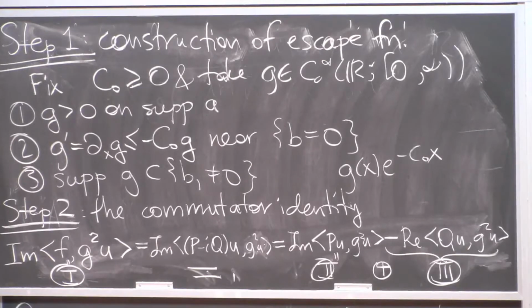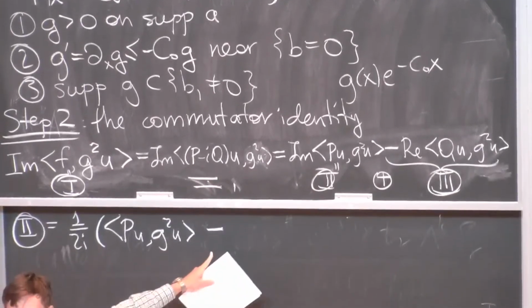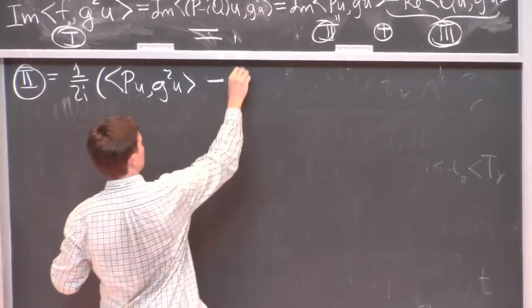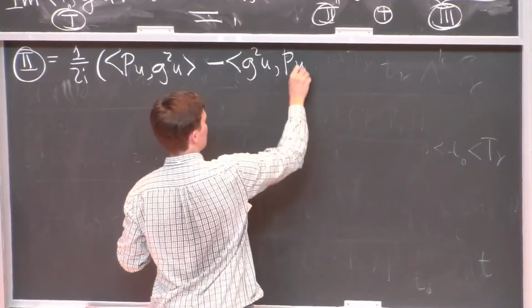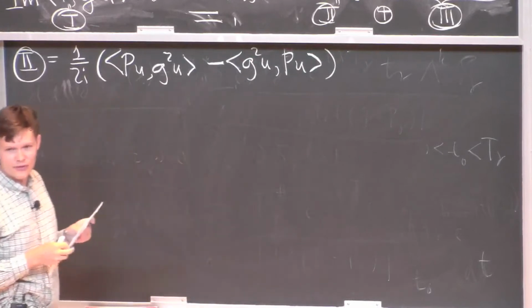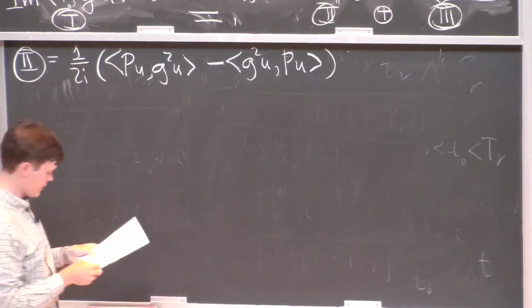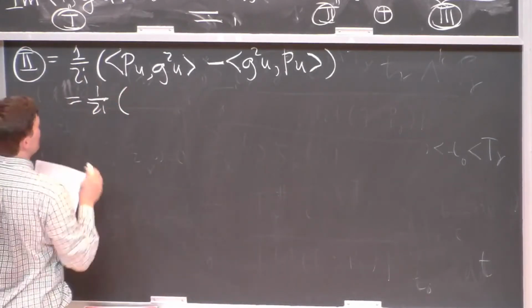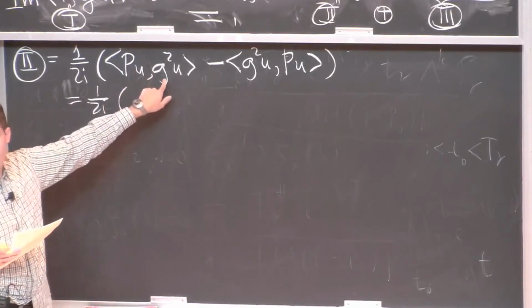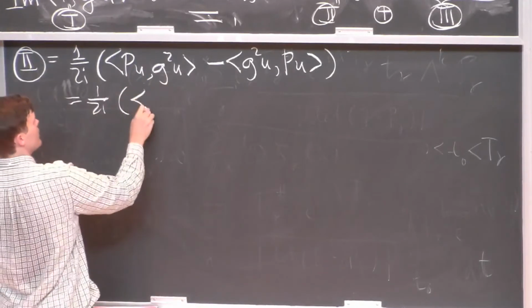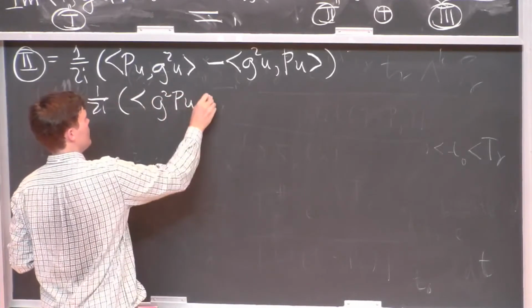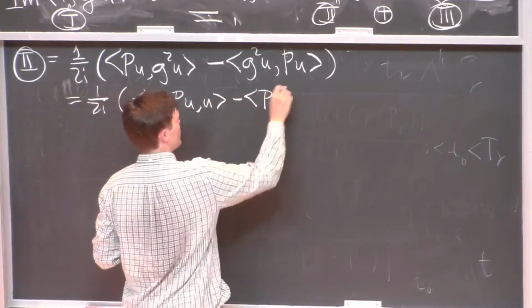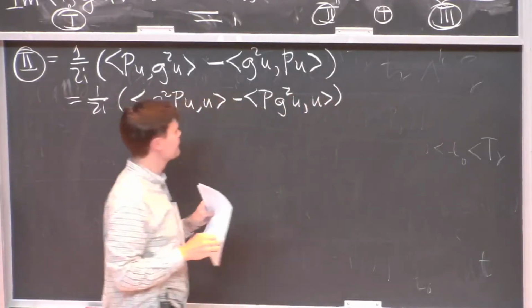And so I'll write it. 2 is 1 over 2i times this inner product (Pu, g²u) minus the complex conjugate, which I can write by switching the sign here. So here, at some point, I'll be using that u is smooth. If u was non-smooth, that's where problems would start appearing. And that's the same as 1 over 2i. Now, I'm going to use the fact that P is self-adjoint and g is self-adjoint. Well, g is a multiplication operator. So I'll have (g²Pu, u) minus (Pg²u, u). That's where I use that P is self-adjoint.